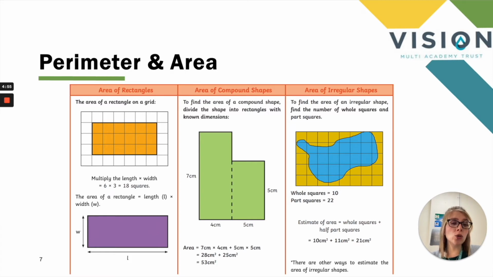So the whole squares on there is 10, the part squares is 22. So we estimate the area by having the whole squares plus half of the part squares, imagining that each part is worth half. So we can estimate that there is 10 centimetres squared plus 11 centimetres squared equals 21 centimetres squared. Now that's just one way that you can use it, and it's an effective way.